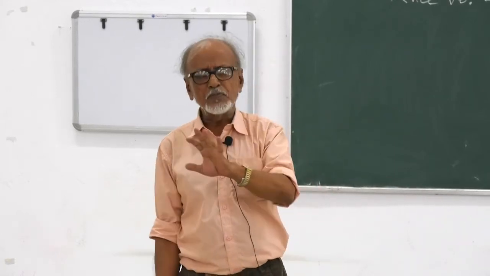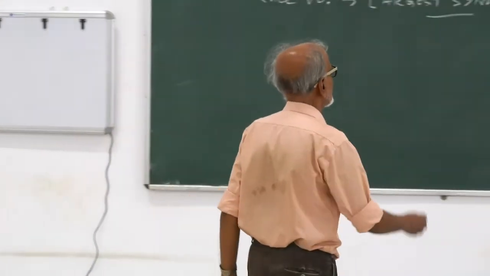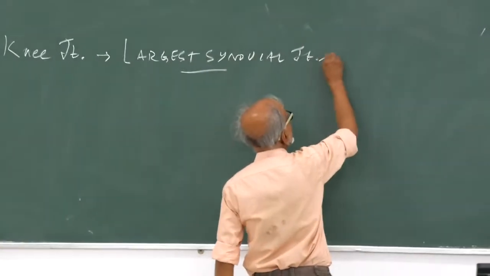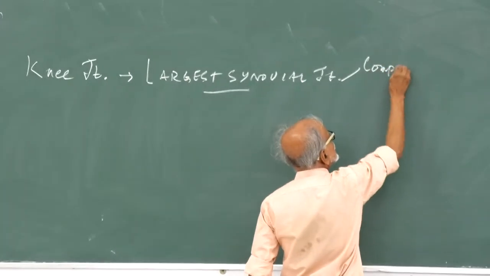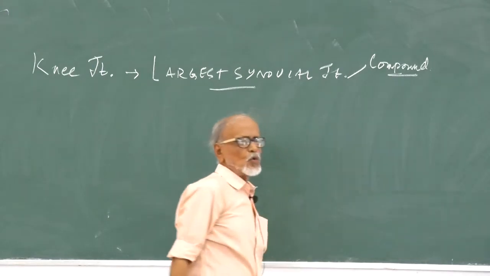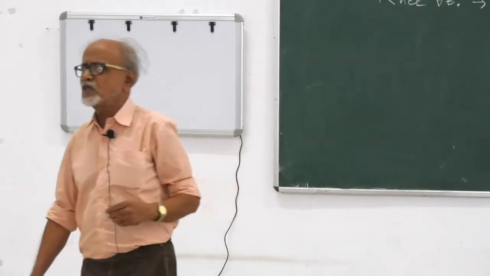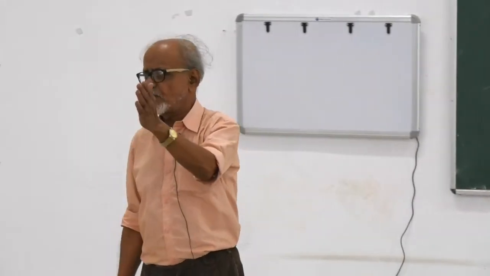No question of it being termed as a simple one. It is a compound synovial joint. Structurally, it is a compound synovial joint. Now, since it has more than 2 articular surfaces, one must know the components. What are the components of knee joint structurally?